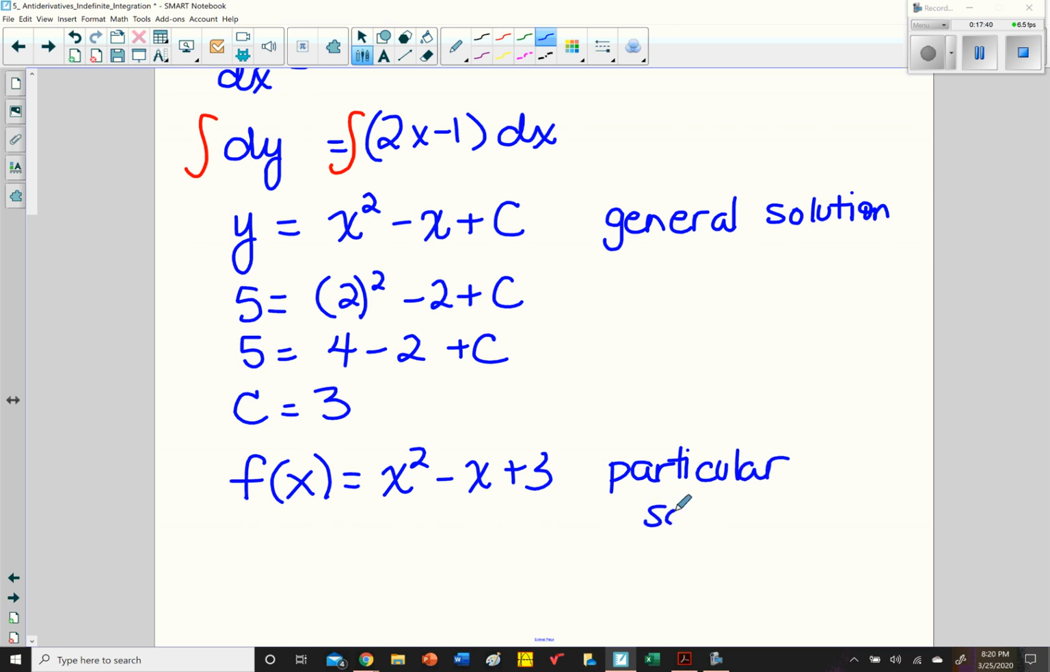It solves the differential equation 2x minus 1 at the point (2, 5). This parabola passes through the point (2, 5).